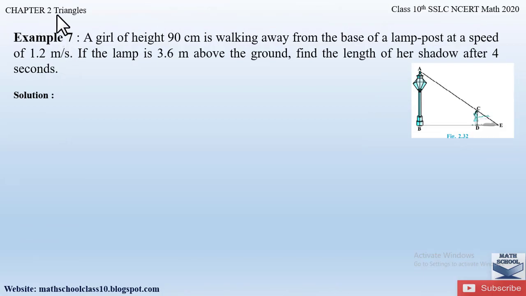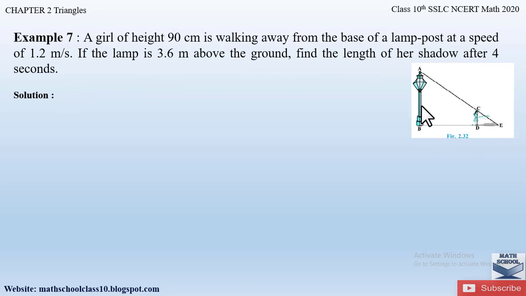Example number 7 from chapter 2 triangle says, a girl of height 90 cm is walking away from the base of a lamp post at a speed of 1.2 meters per second. If the lamp is 3.6 meters above the ground, find the length of a shadow after 4 seconds. So here this is the figure given.